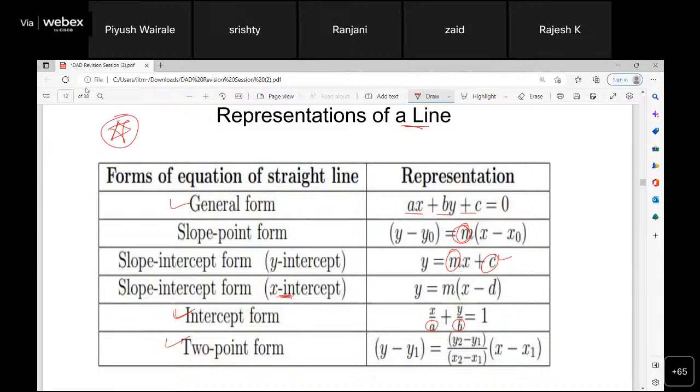So if you need to find out the general equation of a line by using any method, you should be able to do it, right? D is basically the x-intercept. So where my graph is cutting the x-axis, right? That is the x-intercept.